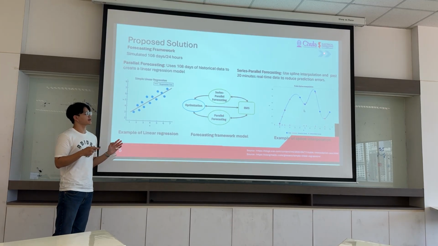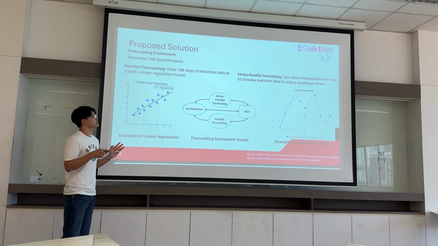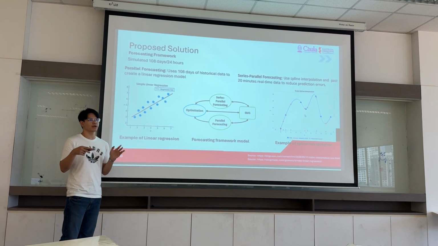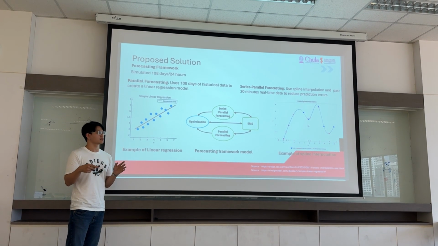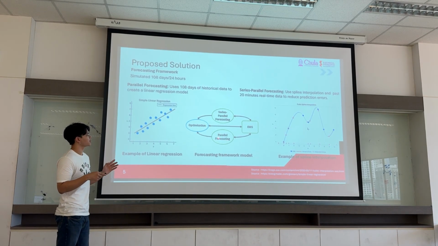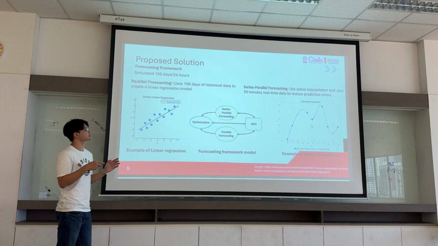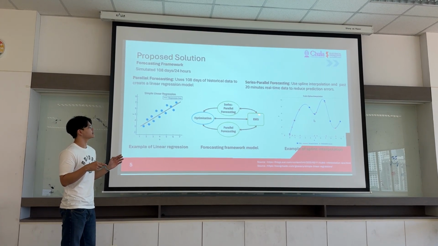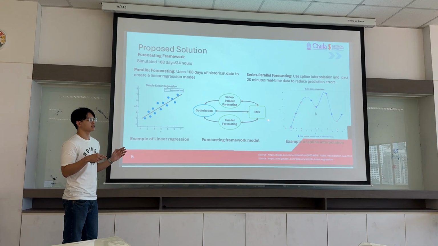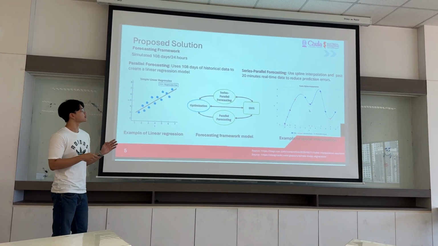The next one is series parallel forecasting. It's more efficient because we use a small interpolation and the past 20 minutes of historical data to reduce prediction errors. This is the framework of this model. The forecasting method is installed in HFALC, which sends the data to the EMS, and the EMS calculates the data and sends it to the optimization of the batteries.